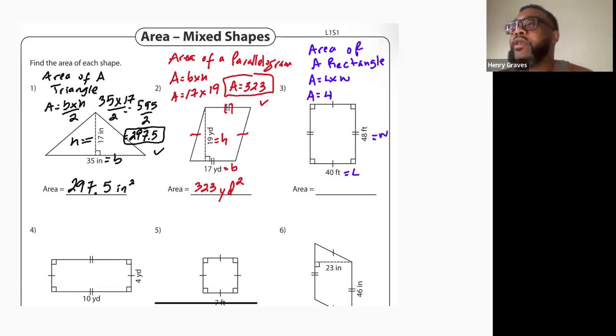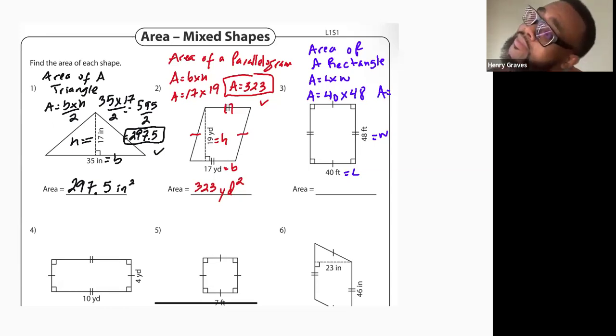So my area is going to be 40 times 48, which is 1920.